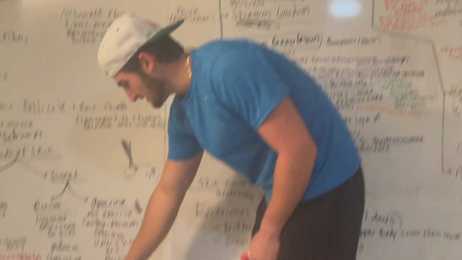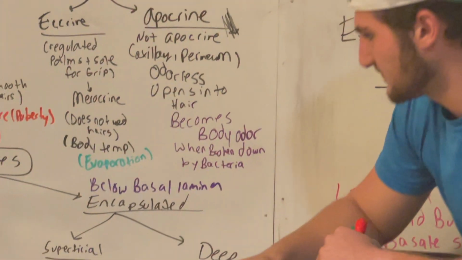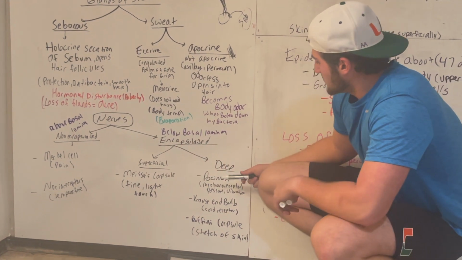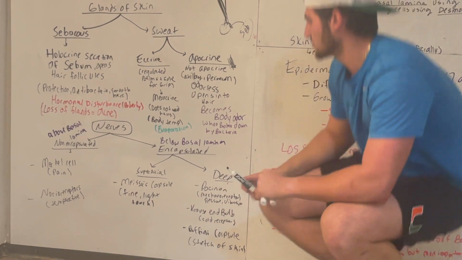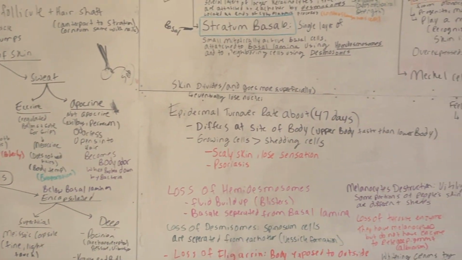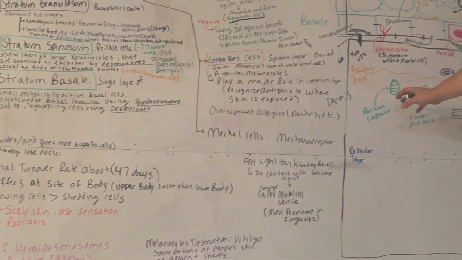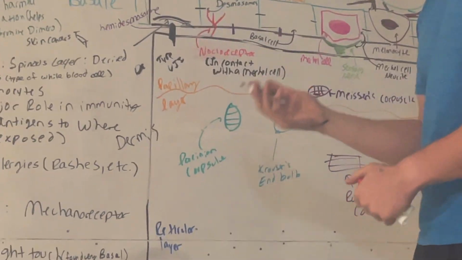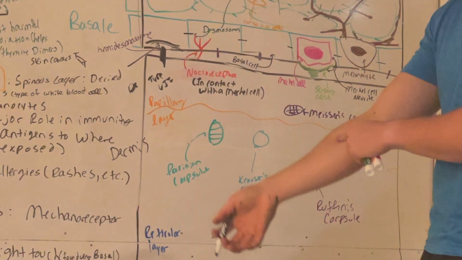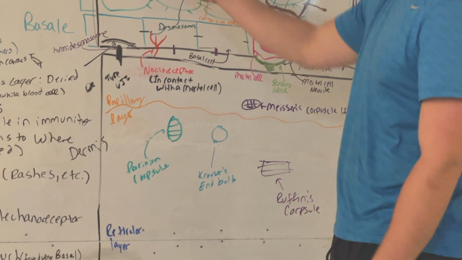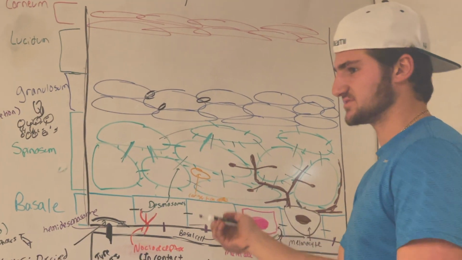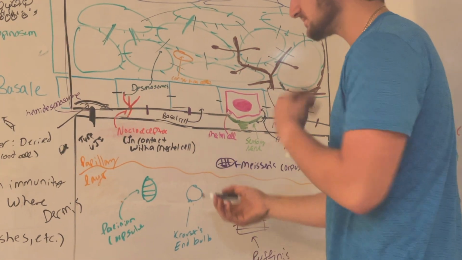Now, you have encapsulated ones, right? These are non-free nerve endings. You have Pacinian corpuscle, you have the Krause end bulb, and you have a Ruffini corpuscle. Okay, so what are they? The Pacinian corpuscle, he's right over here. He's deep. So if you push into your body, he detects pressure and vibrations. He wouldn't detect light touch, because he's not superficial.